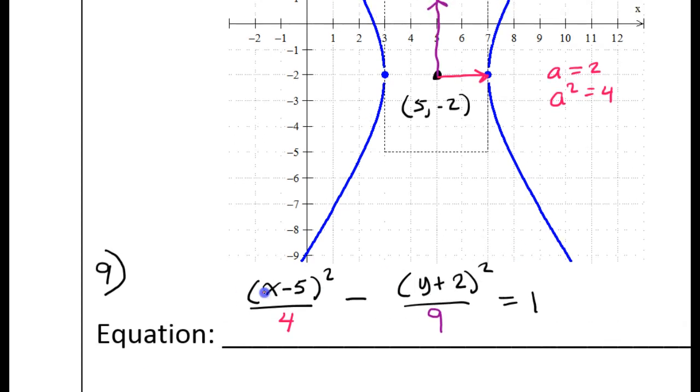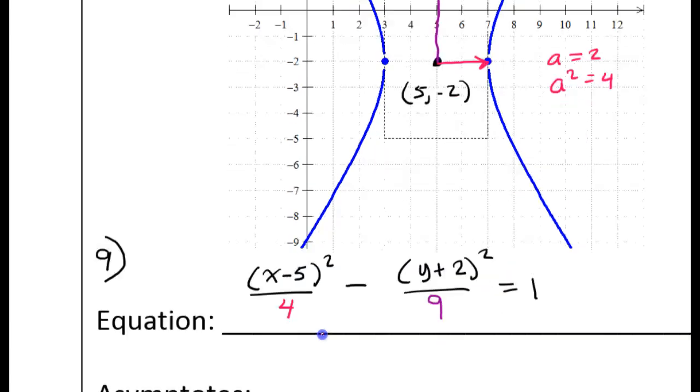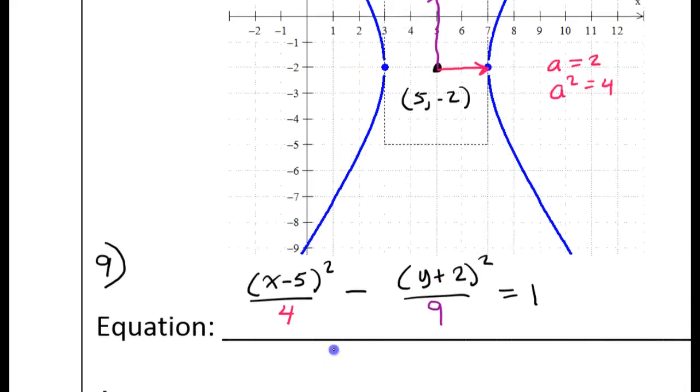Notice that for ellipses, a squared is always bigger. But for hyperbolas, that doesn't have to be true. Okay, now, the asymptotes.